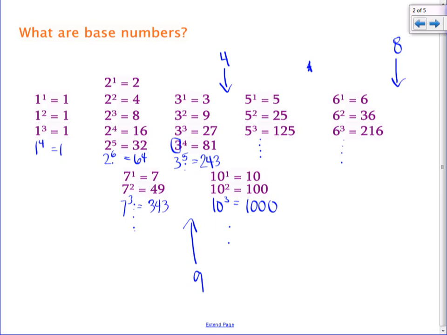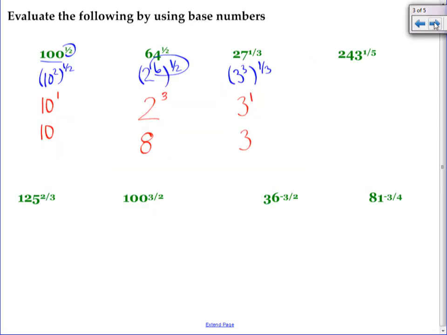Okay. So we found 243 right here. So that was 3 to the 5th power. We keep the 1/5 on the outside. We multiply our exponents. And we get our answer.